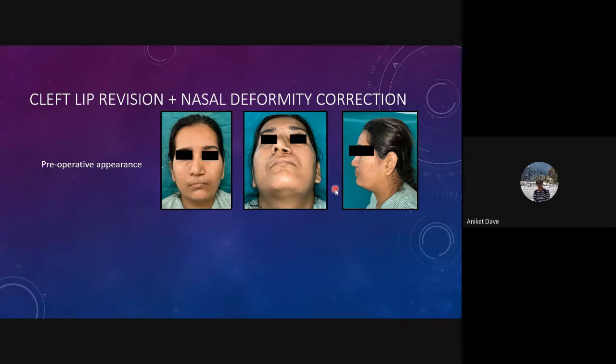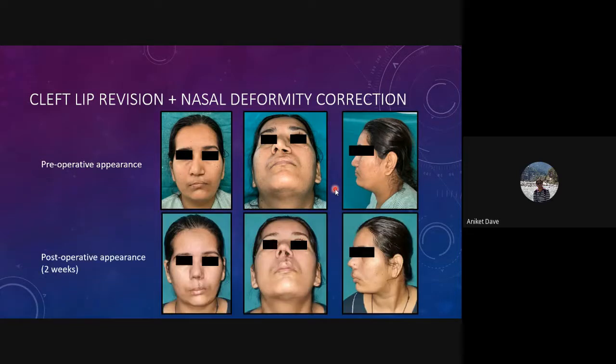And so we did a revision of the cleft lip. This is at 2 months follow-up. If you see in the middle image, the nasal deformity has also been improved significantly. And even on the right side, in the profile view, if you see, the nasal tip projection has been improved significantly. And the upper lip was also revised and the muscle was re-repaired across the cleft lip. And now she does not have any animation deformities.